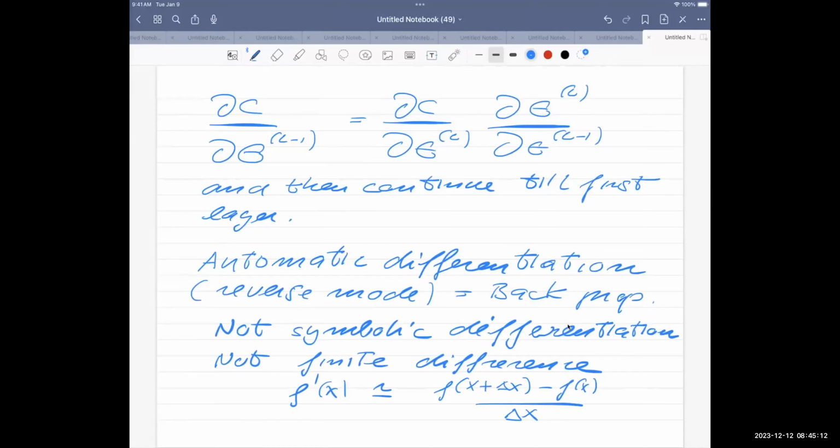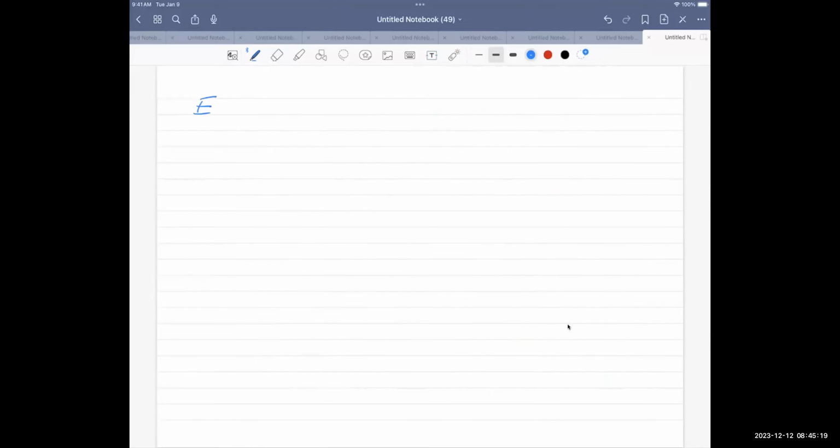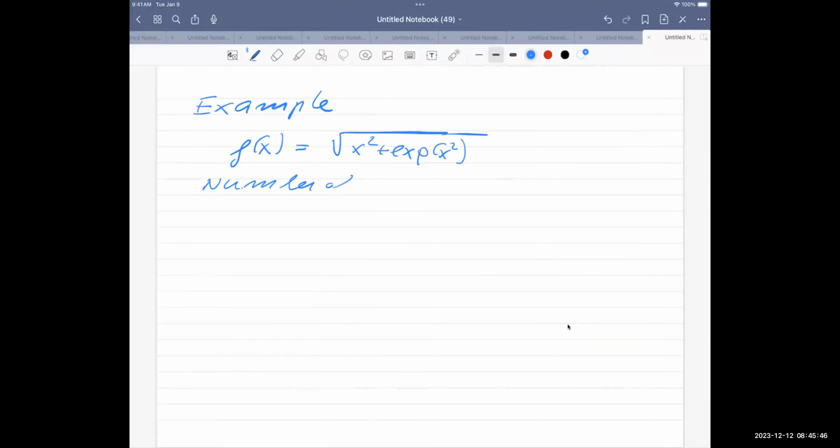So to understand what automatic differentiation is, let's now take a look at an example here. So we are going to look at an example which we can display graphically. So we have a function f of x, which is given by x squared plus the exponential of x squared. Now, if we look at this in a very, very brute force way, we can think of the following number of operations which are needed in order to calculate it.